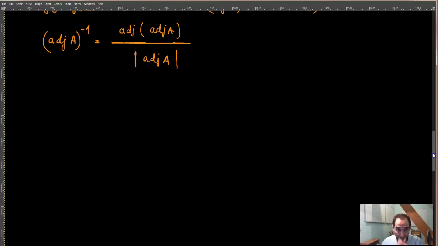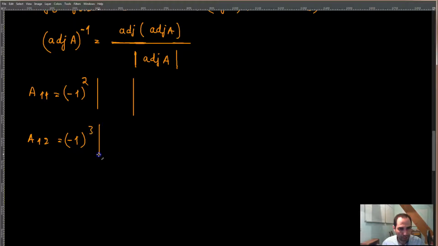So I'm going to start with, for example, A of 1, 1, and that's going to be negative 1 raised to the power 2 times some determinant, right? And then A of 1, 2 is going to be negative 1 raised to the power 3 times some determinant. And A of 1, 3, for example, would be negative 1 raised to the power 4 times some determinant.